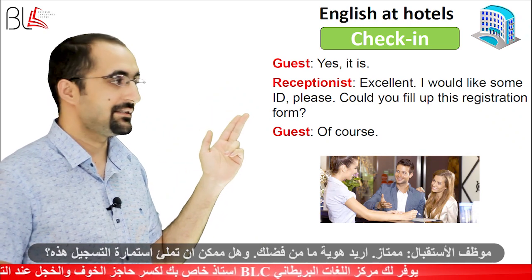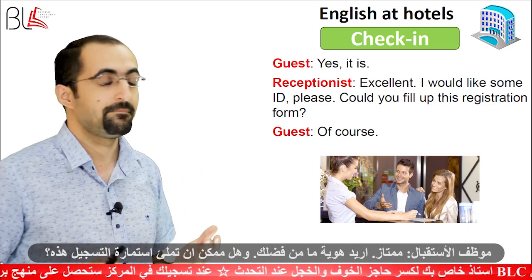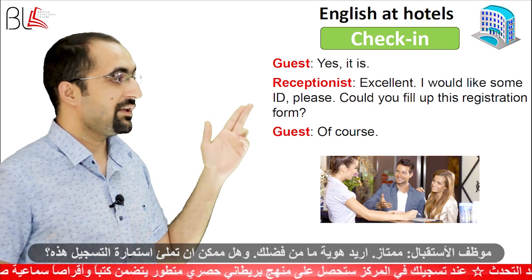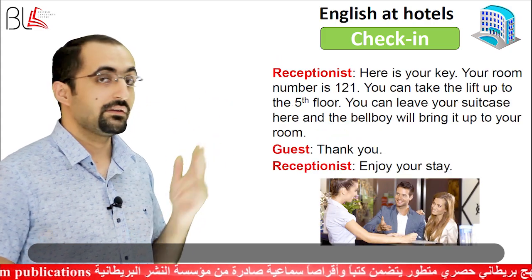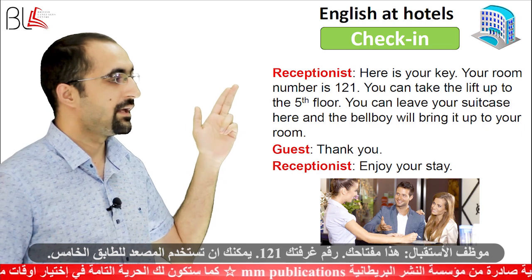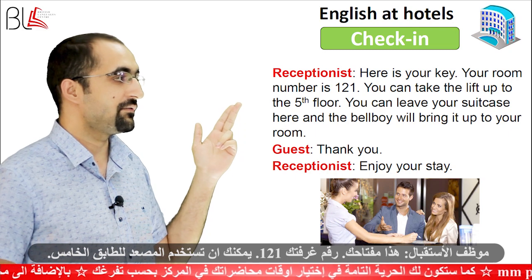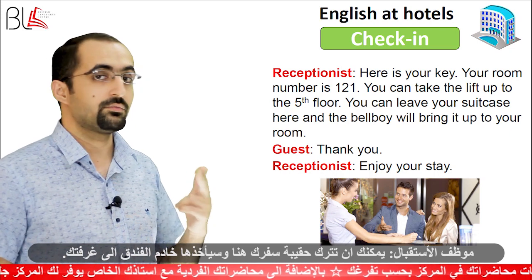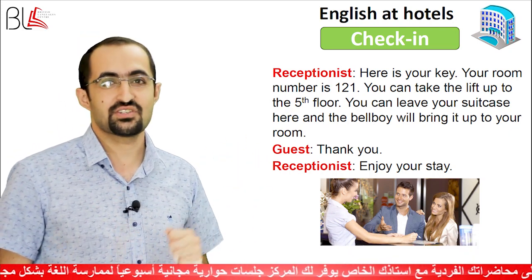They say, "Excellent. I'd like some ID, please, like a driving license or a passport." And they'll ask you to fill the registration form by saying, "Could you fill up this registration form?" You can say, "Of course." And then they'll give you your room key by saying, "Here is your key. Your room number is 121. You can take the lift up to the 5th floor, and you can leave your suitcase here, and the bellboy will bring it up to your room." You say thank you, and they tell you, "Enjoy your stay."